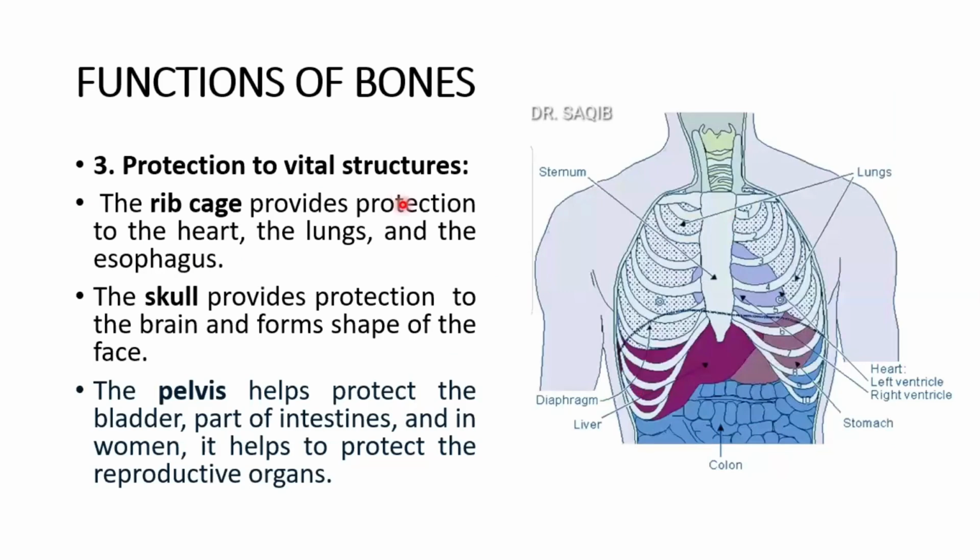And another function is protection to the vital structure. You could see this is the rib cage. The rib cage provides protection to the heart, the lungs, and the esophagus. The skull provides protection to the brain and forms the shape of the face. The pelvis helps protect the bladder, part of the intestines, and in women it helps to protect the reproductive organs.